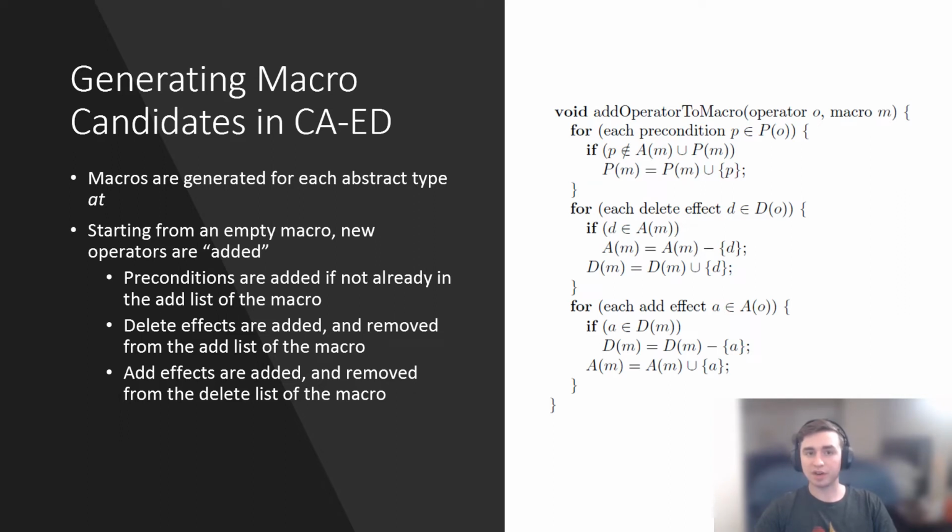The preconditions of an operator are added if they're not already in the add list of the macro. The delete effects are added and are removed from the add list of the existing macro, and add effects are added and removed from the delete list of the existing macro. This has the effect of adding the new operator to the end of the existing macro operator, creating a combined action that has the effects and preconditions of both.